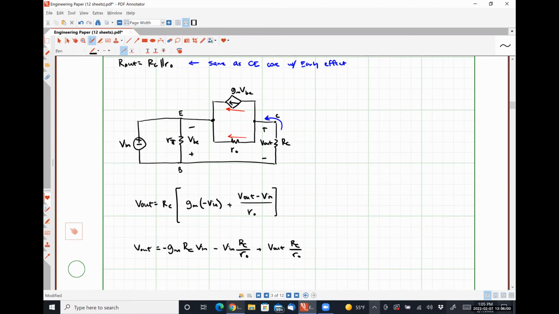So this negative in front of this Vn is where this guy comes from. I'm just distributing my RC. I've split this guy up into two terms. So RC times negative Vn divided by R naught is where this guy comes from, and RC times positive V out over R naught is where this guy comes from. We all okay?